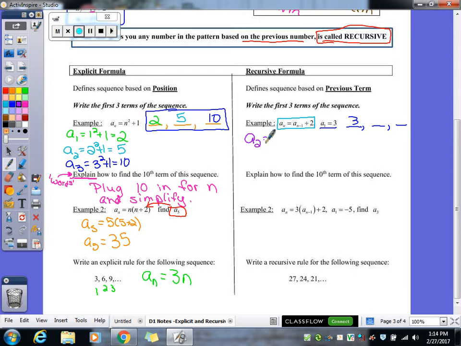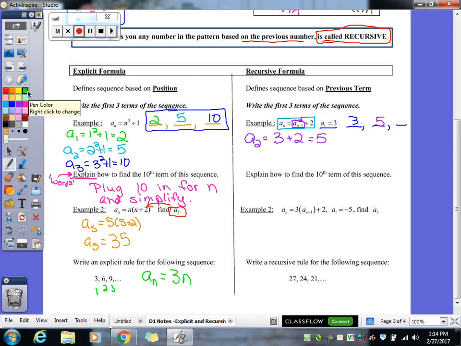So to find our second term, our a sub 2, again, this notation right here means you need your previous term. So my previous term was a 3, and then I need to add 2 to it. So what is 3 plus 2? 5. So our second term is a 5.